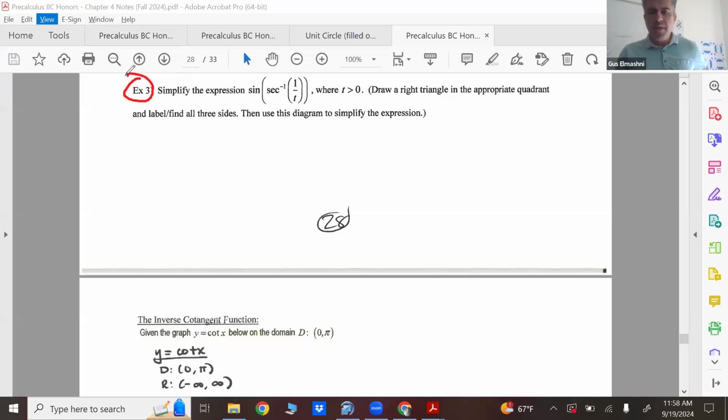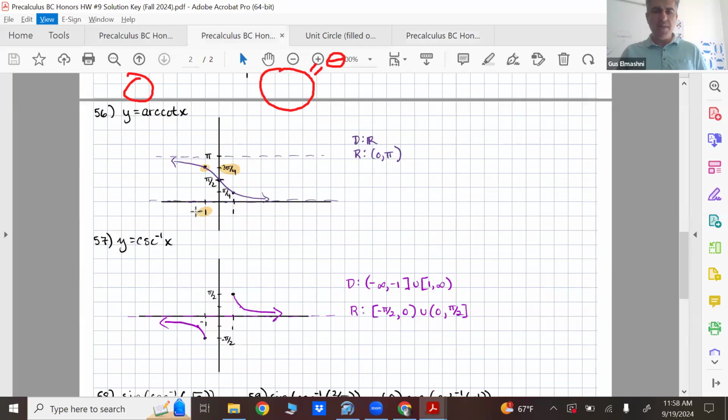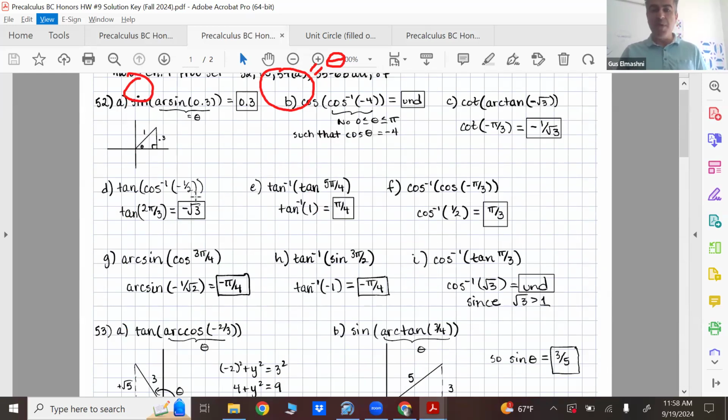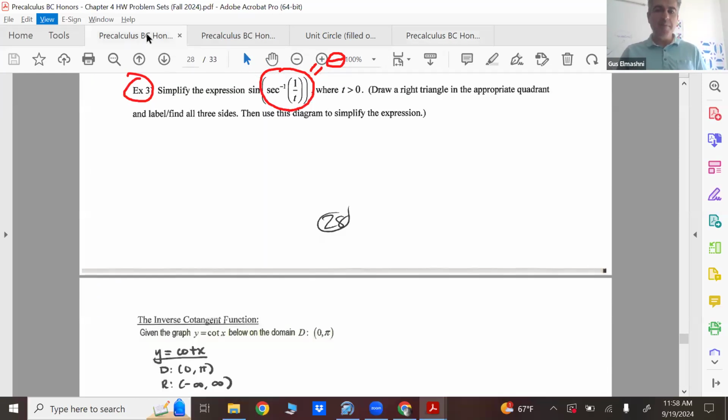Okay, example 3. That's an angle, right? And come to think of it, was there a homework question like that? Hope not. Okay, good, because there's no way you could have done that. That'll be in the next homework. All right, so that's an angle. So it's the same thing as saying inverse cosine of t over 1. That's the same exact thing.